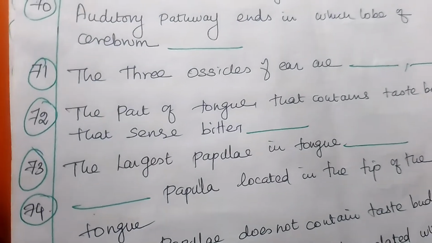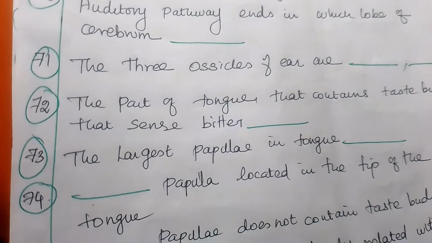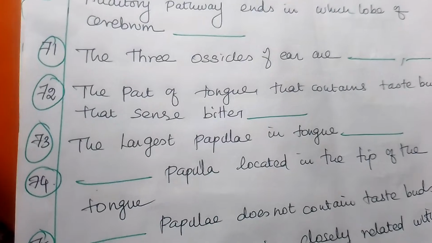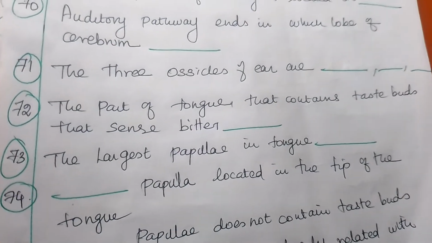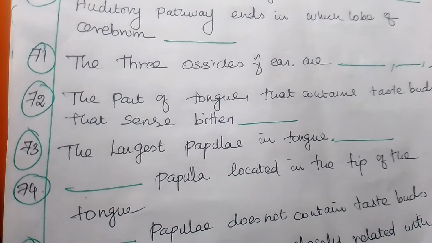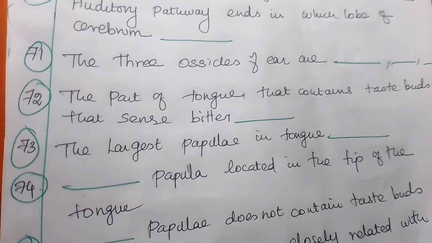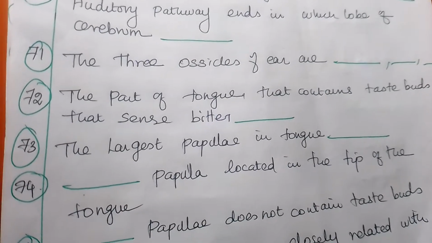There are three ossicles, right? Three ossicles in the ear, otherwise called bones: malleus, incus and stapes. The smallest bone is called the stapes.